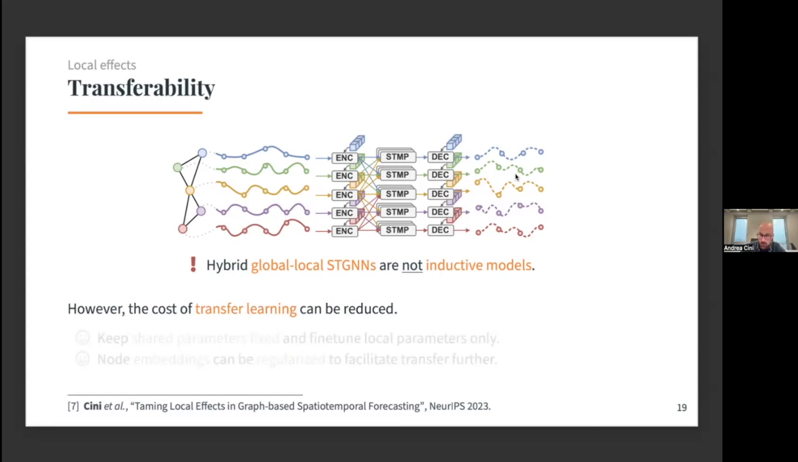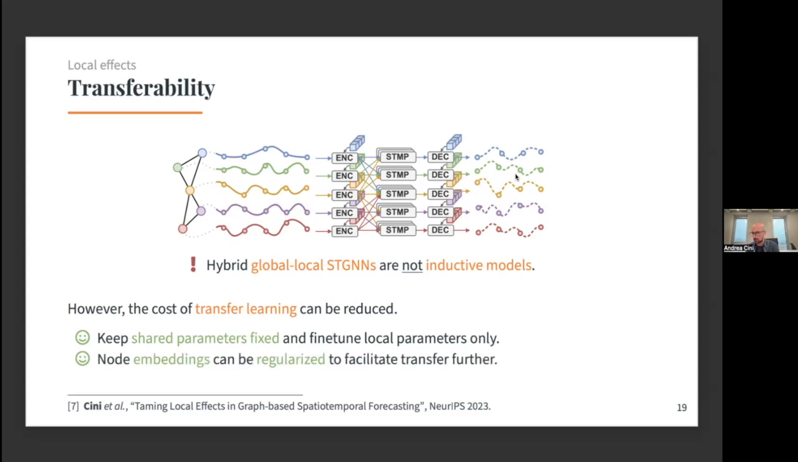learning setting. So in the settings where we have a small amount of data that we can use for fine-tuning our model, the idea is that we can keep the bulk, the core of the architecture shared, global, and just fine-tune these local components. In particular, this can be done, as we showed in the paper, very efficiently for the node embeddings, by imposing also some regularization on the latent space of the embeddings.